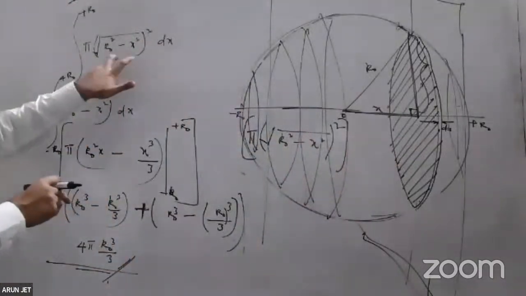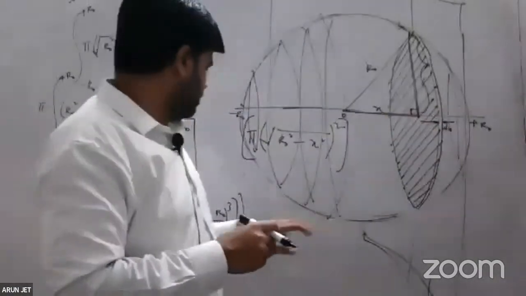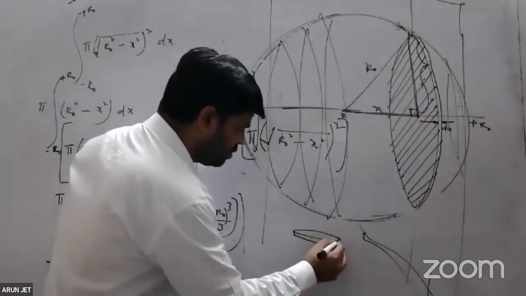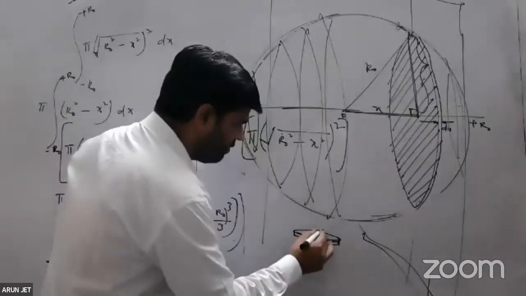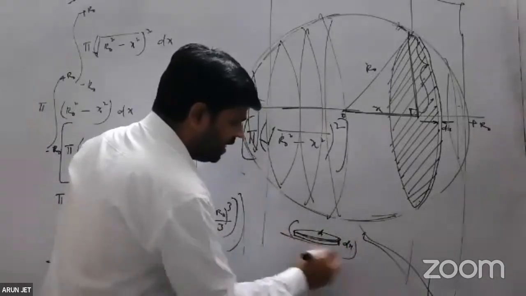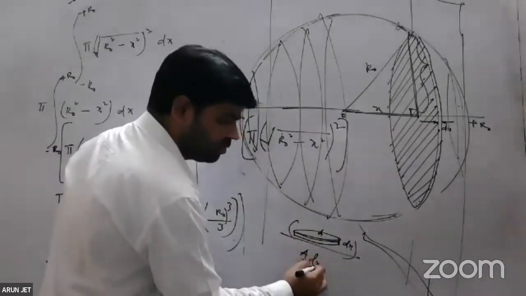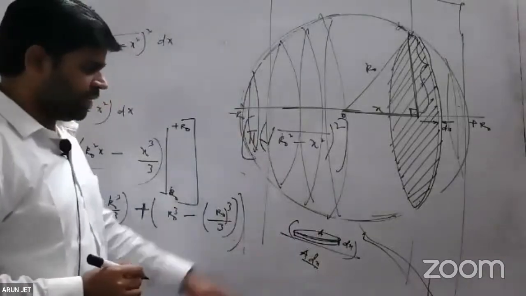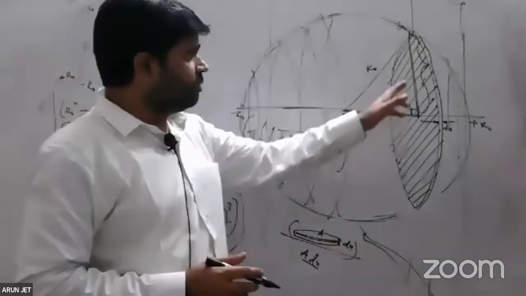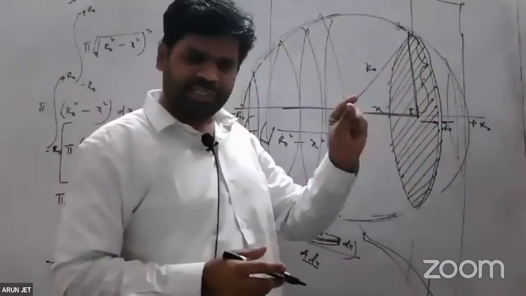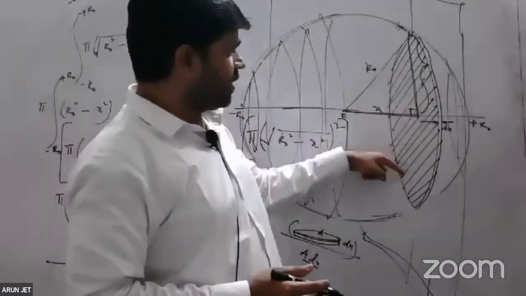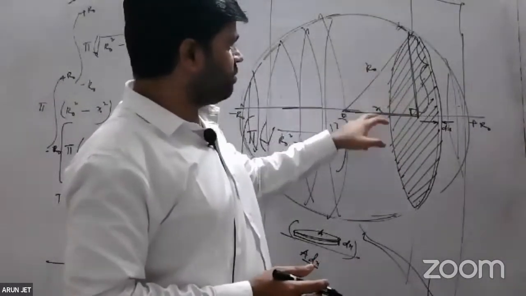How did I write the volume? Area into dx, area into height. For a cylinder, if you take a small, thin cylinder, if area is A, height is dx. So what is the volume? A dx. For a cylinder, A dx is the volume of the cylinder, right? So similarly, the volume of this disk, which is a very thin cylinder, is nothing but area into dx. What is area? Pi r square. What is r? Square root of r naught square minus x square.